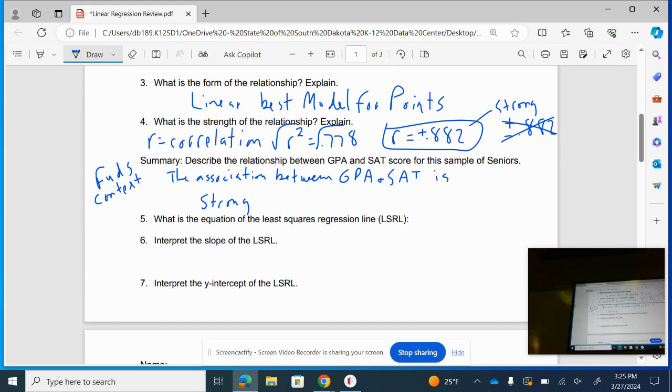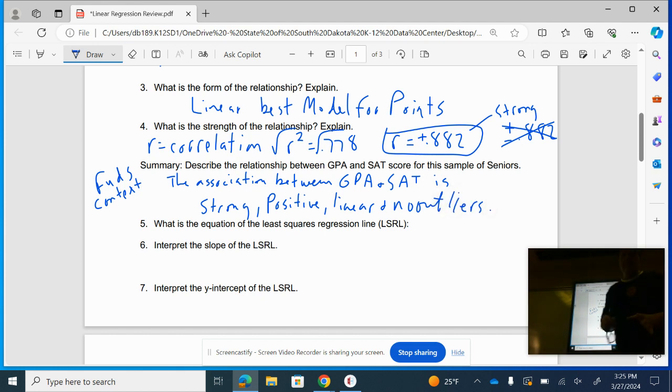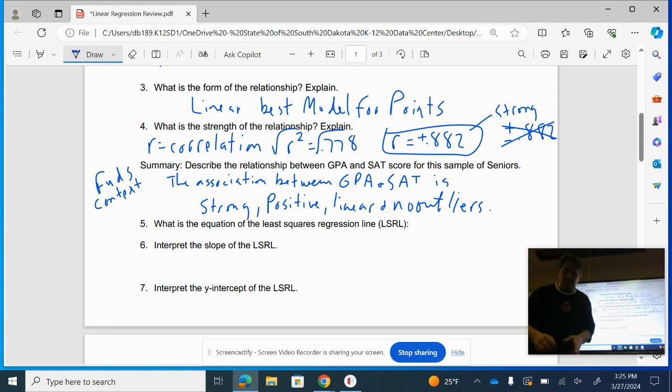So it's strong, positive, linear, and no apparent outliers. This is a great question to review. It's been on the AP test quite a bit, and it appears on there quite often.